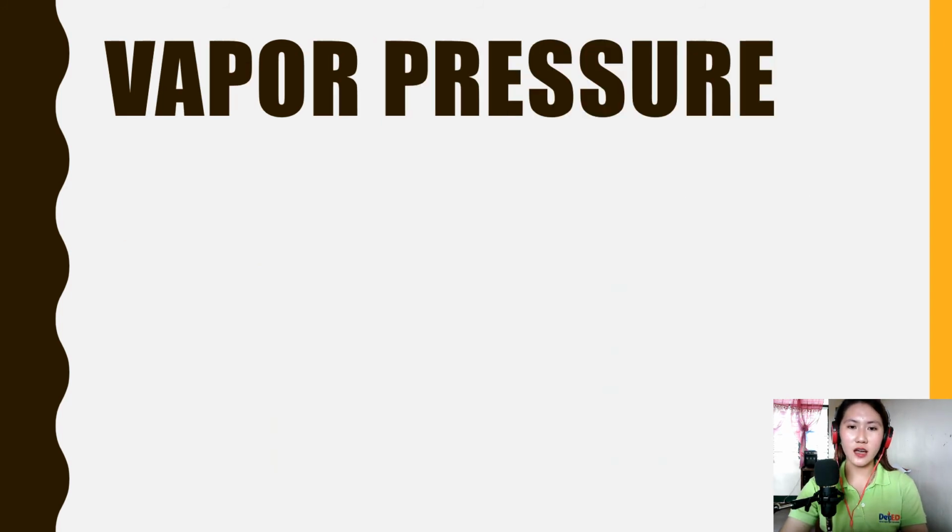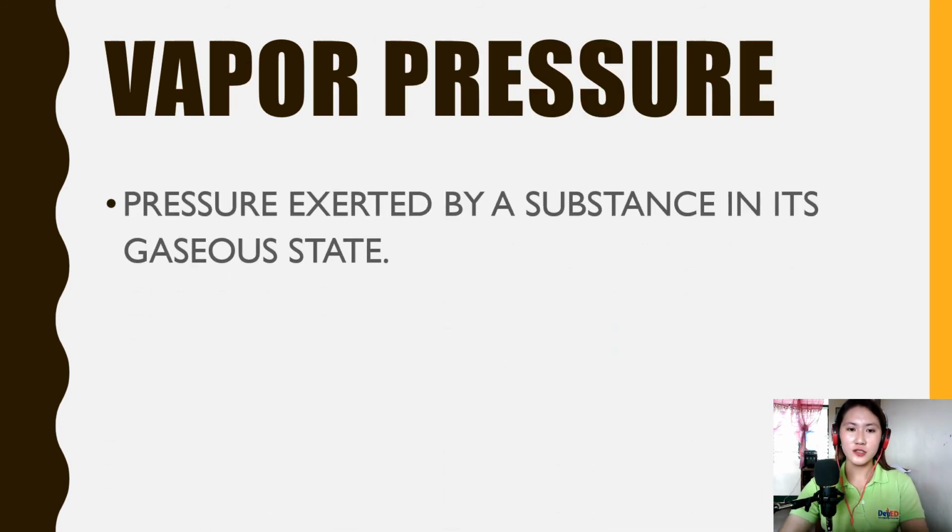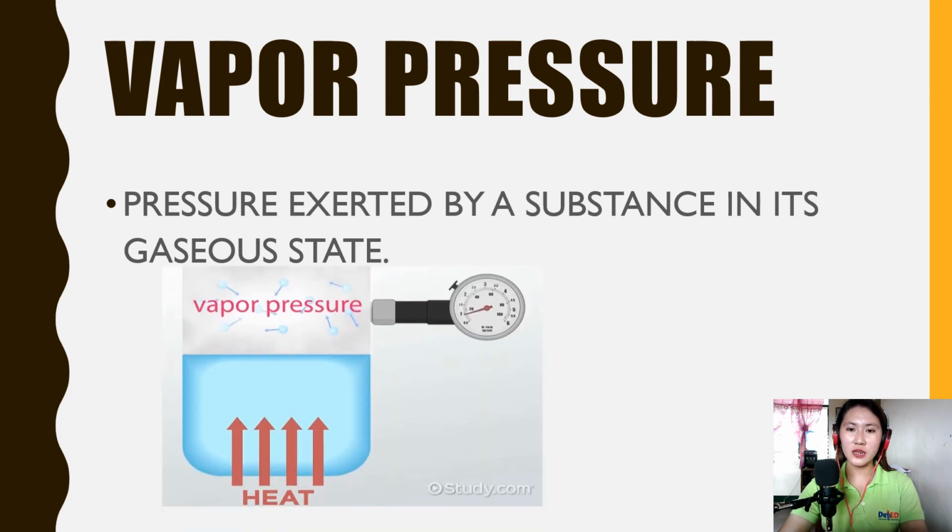So next, we have vapor pressure. This is the pressure exerted by a substance in its gaseous state. This is the tendency of a material to change into gas state. Those substances with high vapor pressure means it does not evaporate easily. With those substances naman with low vapor pressure, it means it will evaporate easily. Okay?